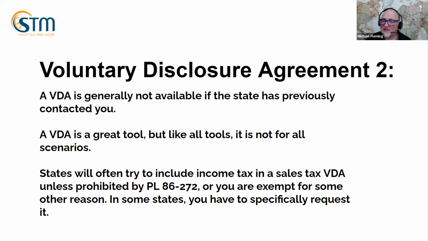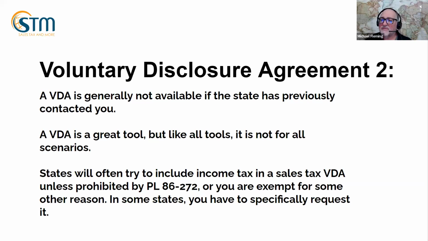Some other things about VDAs, as we've been saying, they're generally not available if the state has previously contacted you. Some exceptions: Michigan will allow a VDA even though they have contacted you, and Florida is another state. But by and large, when a state contacts you, and it could be someone called you 3 years ago and they've got a good record of that, it matters. A VDA is done on an anonymous basis, so they don't know who you are until you sign and send in all the paperwork. Then they come back and say, "Oh, by the way, you don't qualify for our VDA program." Now they know everything about you, so you've got to make sure that the state has not contacted you.